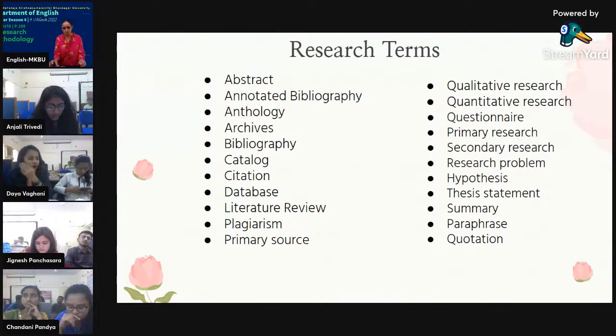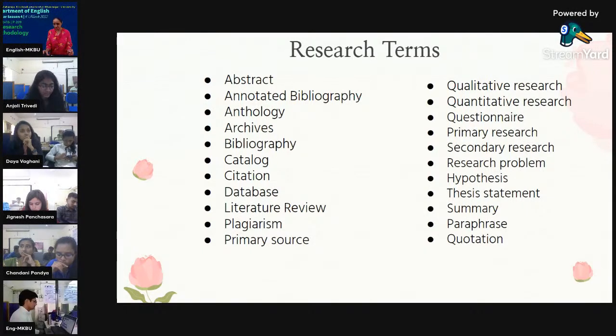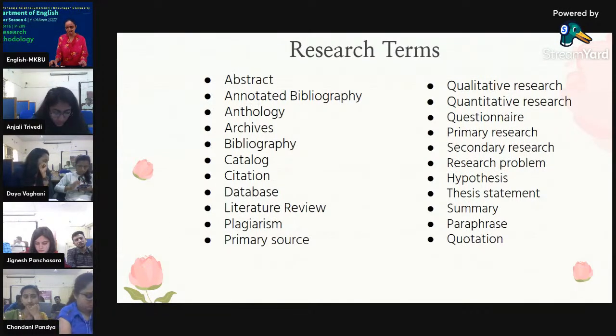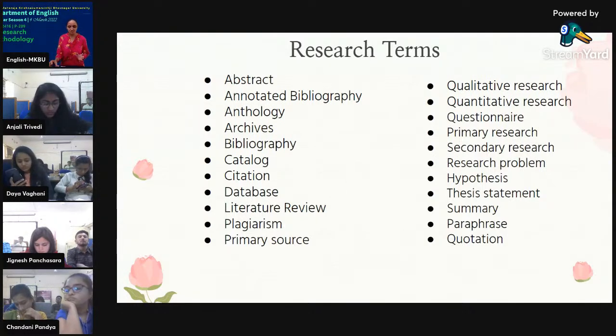Then we have research problem. A research problem is the statement about a problematic situation that identifies the issues that you are trying to address in our papers or in our dissertations. Then hypothesis. A hypothesis is a tentative answer to a research problem that is advanced so that it can be tested. Thesis statement. The thesis statement is your answer to the central question or problem that we have raised. Summary, we all know.